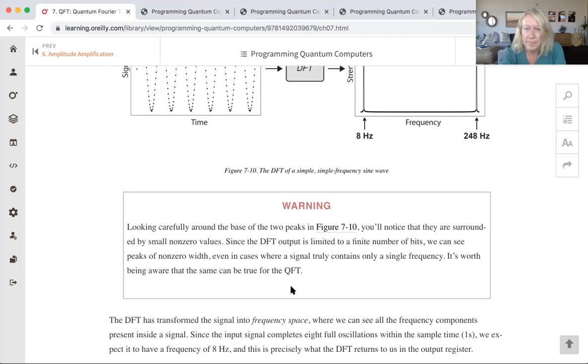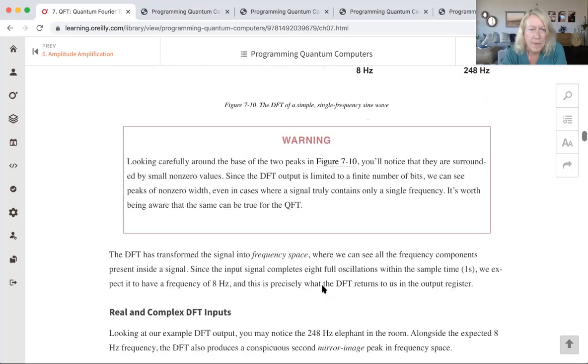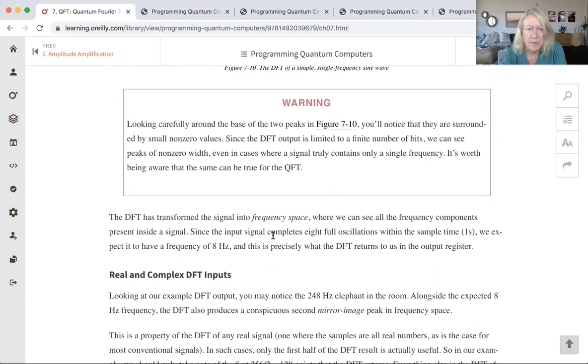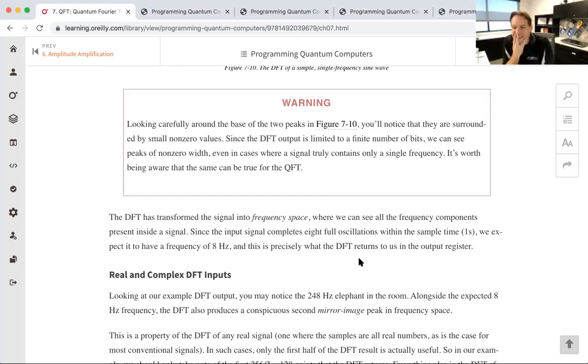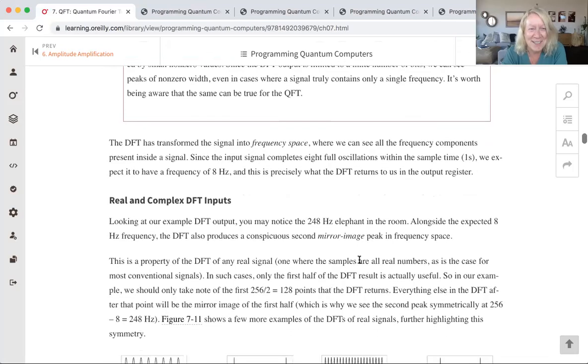Yeah. Okay, so the DFT is transforming the signal into frequency. We can see the frequency components. The input signal completes 8 full oscillations over the sample time, so we expect to have a frequency of 8 hertz. That's cool. That's neat. I'm sorry, I'm just learning. I'm a little slow sometimes. The DFT returns to the output register.